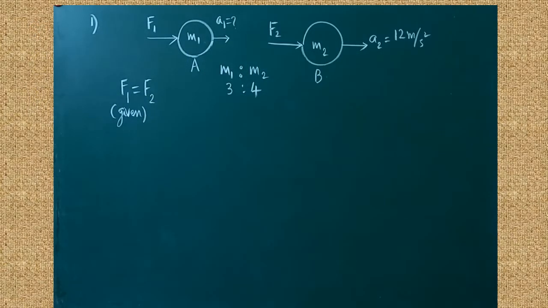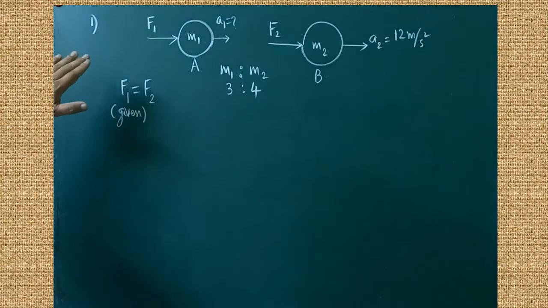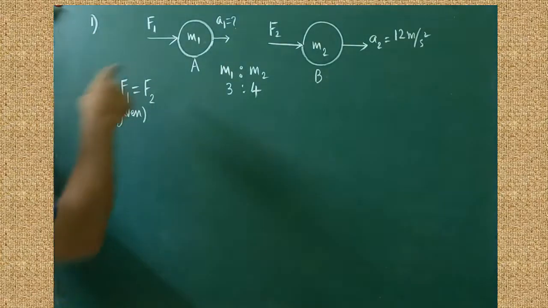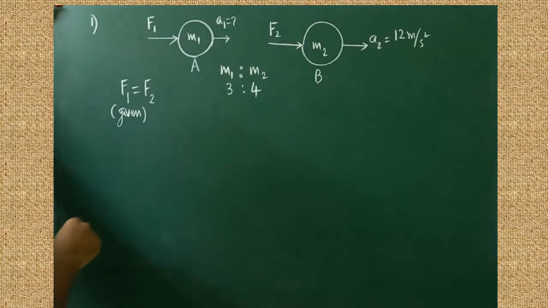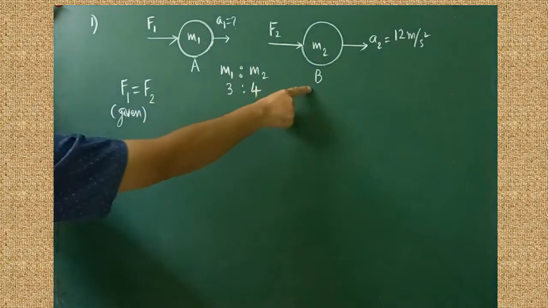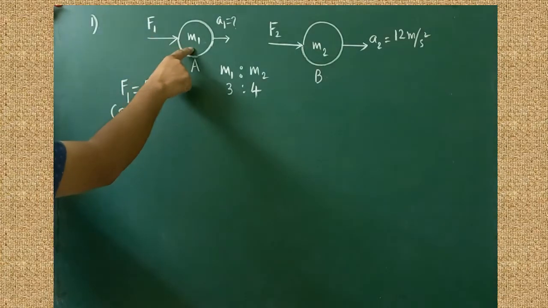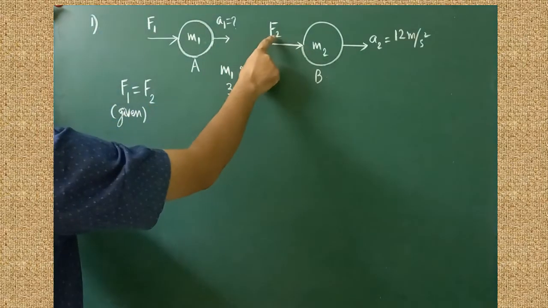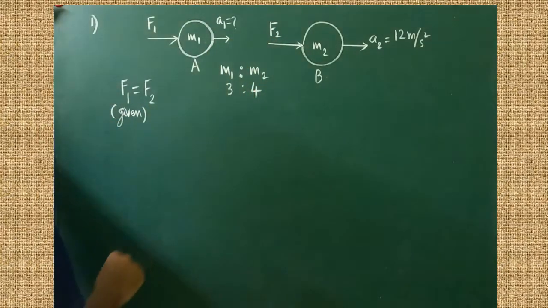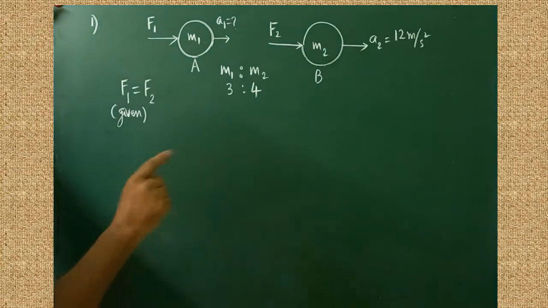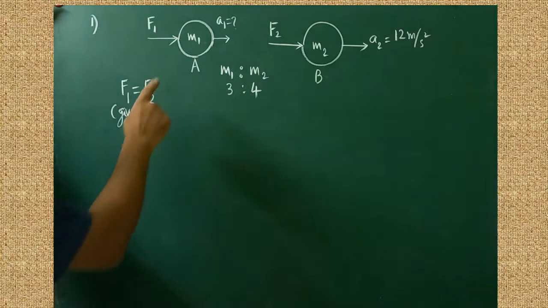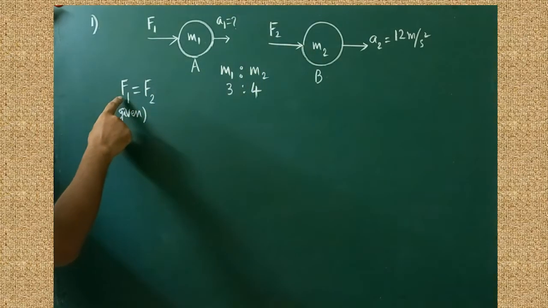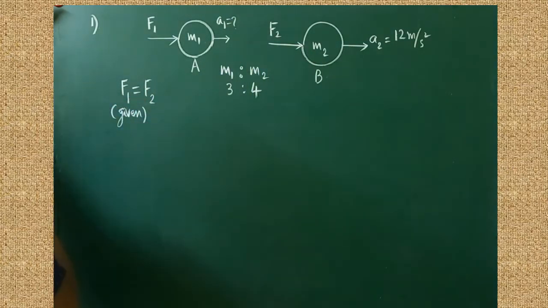Now we are going to solve the first problem in chapter 1, laws of motion. Here, two masses are there, m1 and m2, named A and B. The force acting on the first mass could be taken as F1, and the force acting on the second mass can be taken as F2. As per the problem, one clue is given: the force acting on the first mass and the second mass are both the same. Therefore, we can write F1 is equal to F2.